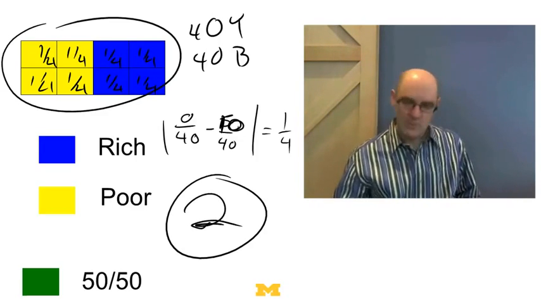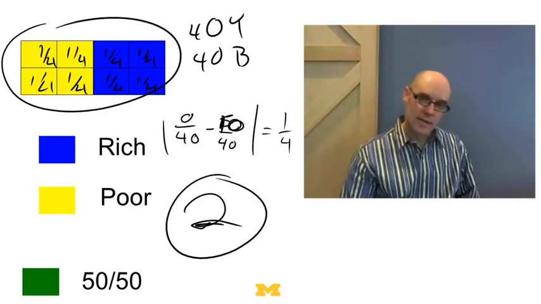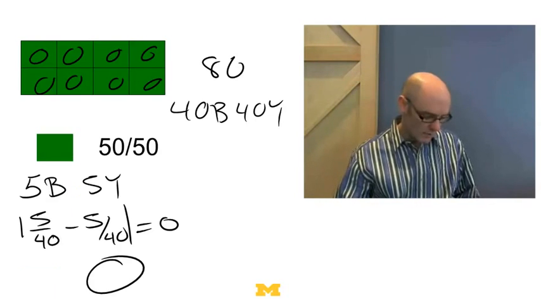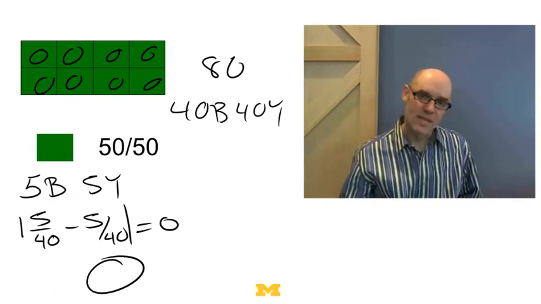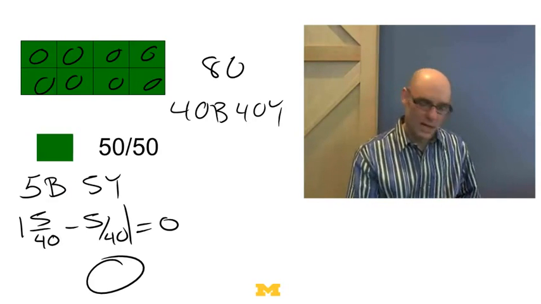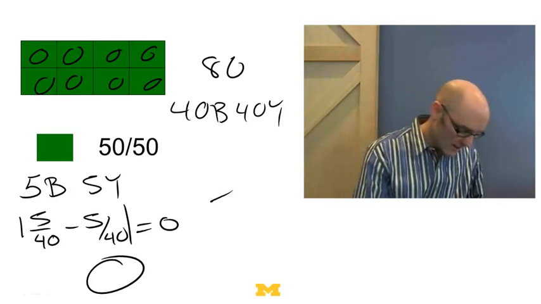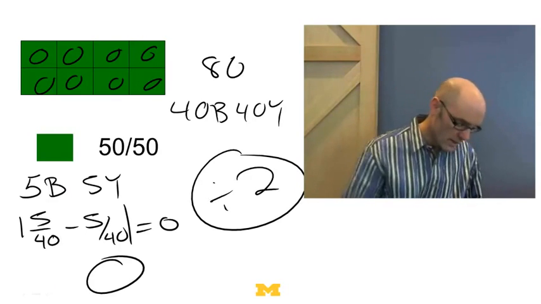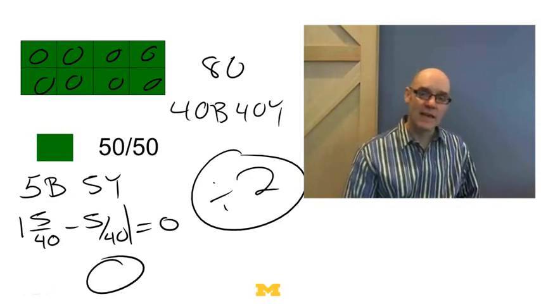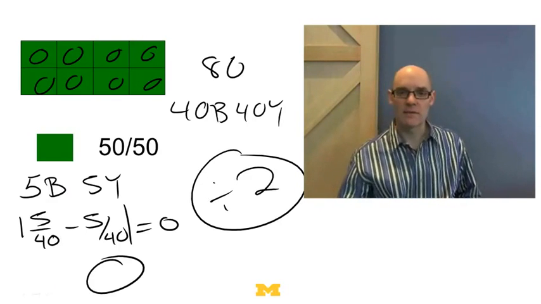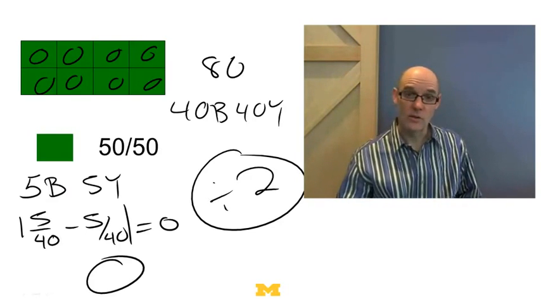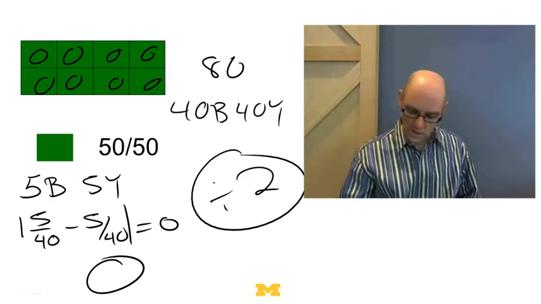So now I've got a bit of an issue. If people are perfectly segregated, I get 2, and if they're perfectly mixed, I get 0. This suggests I've got a pretty good measure here, but what I probably want to do is divide it by 2. If I divide it by 2, then if you're perfectly mixed, you get a score of 0, and if you're perfectly segregated, you get a score of 1.